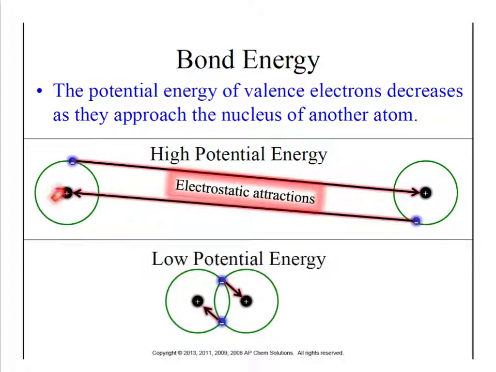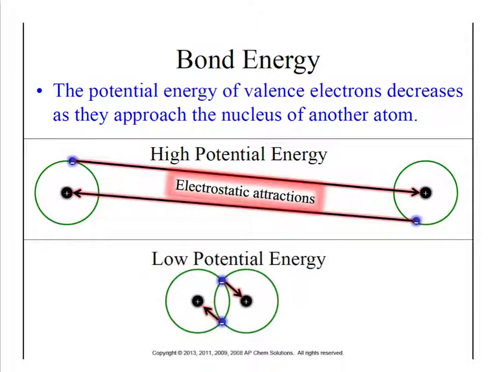So when atoms are separated, the nucleus of one is going to attract the electrons of the other, and that creates a high potential energy system. Once they pull together and kind of balance out their attraction with the repulsion of the protons, we get a low potential energy system. Now, if we're going from high energy to low energy, that means you're losing energy from this point to that point.